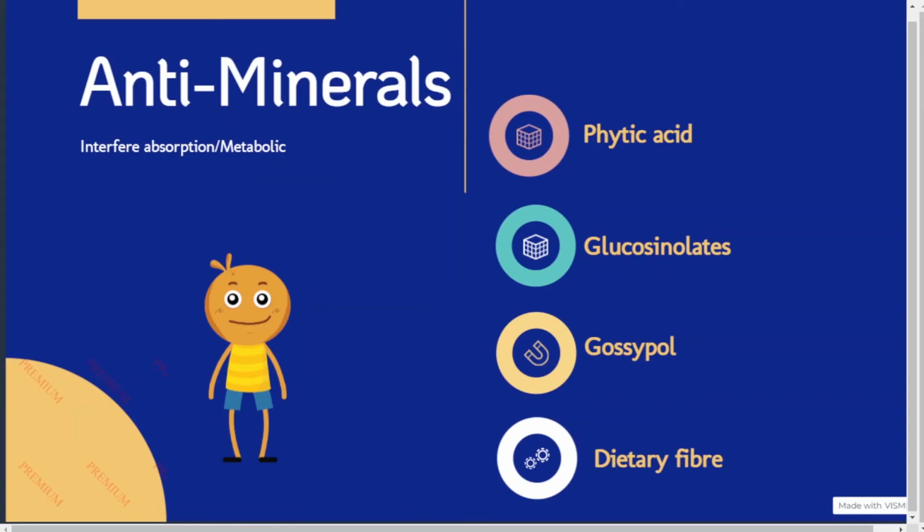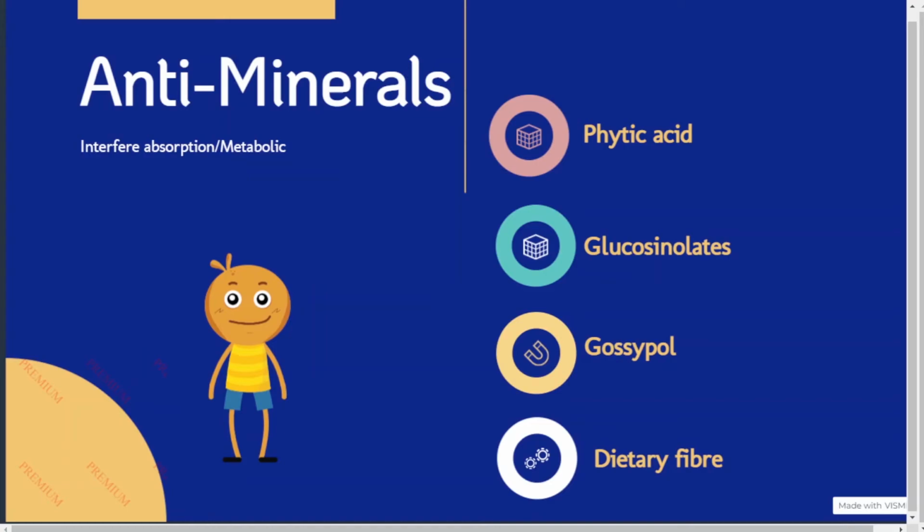What gossypol actually does is that it will bind to amino acids. It will also bind to metal ions. Yes, they bind to metal ions and amino acids, which will create problems in the functioning of those substances, right?